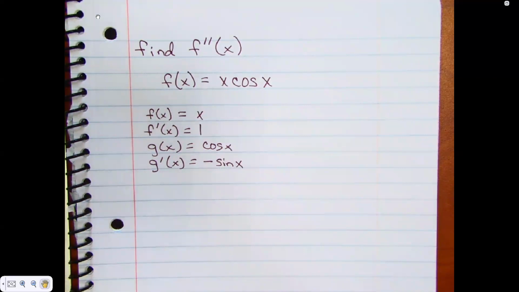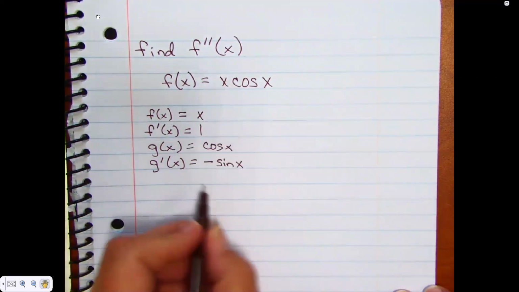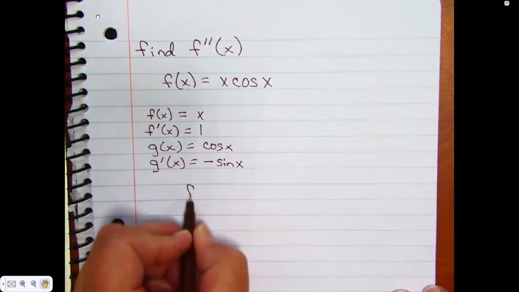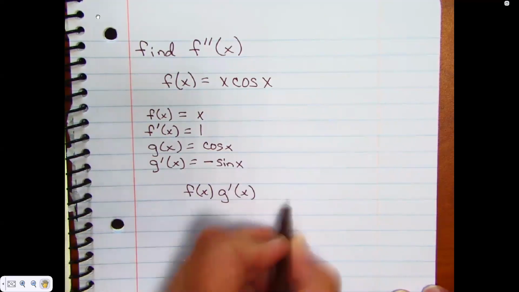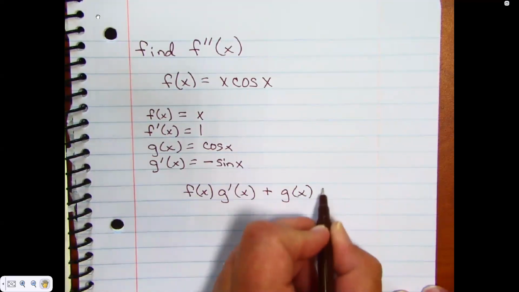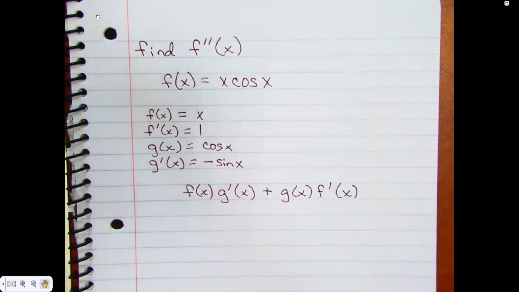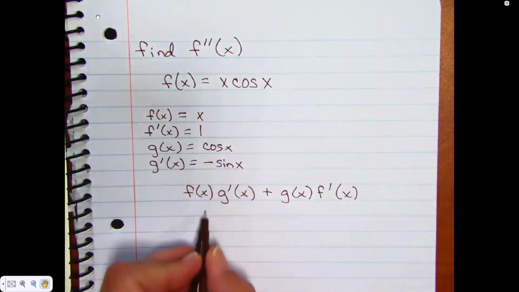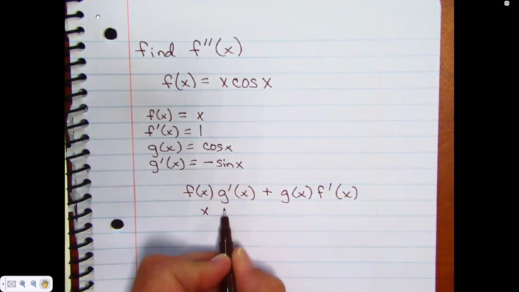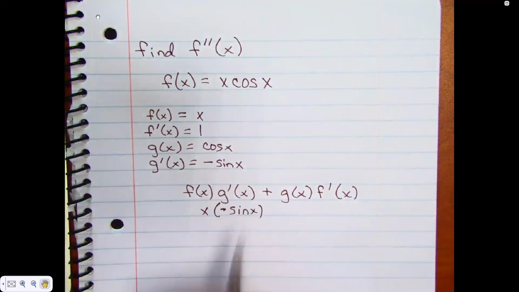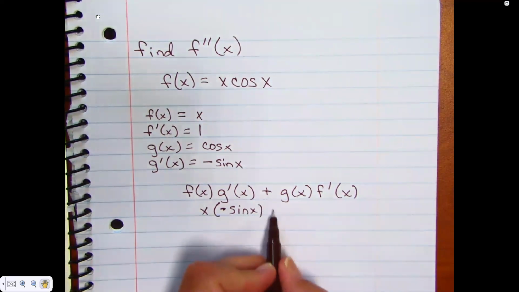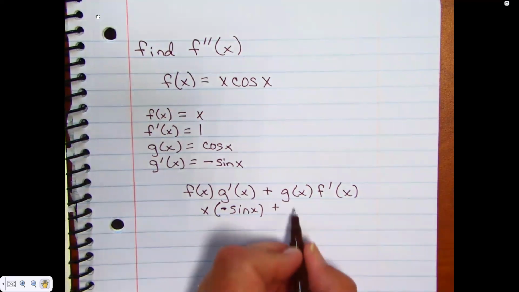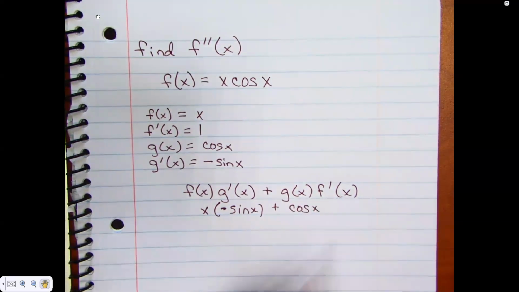And then the pattern, unfortunately for multiplication, it's a little bit harder pattern. We have to remember that it is the first times the derivative of the second plus the second times the derivative of the first. And so then we just go plug that in. That is x. Derivative is negative sine of x. Notice you have to have parentheses there. Make sure you don't want it subtraction. That's multiplication. And then g of x is cosine, and the derivative is 1.